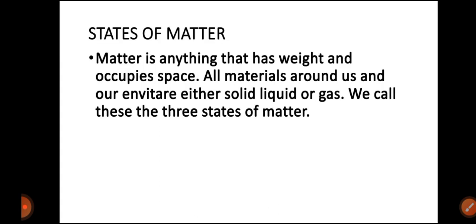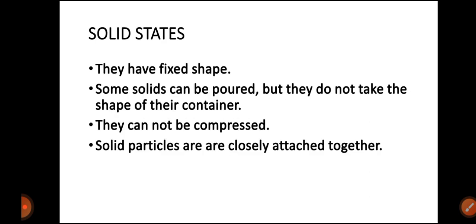First of all, let's look at what matter is and their states. We say that matter is anything that has weight and occupies space. All these materials that are around us, they are either solid, liquid, or gas. We call all these states the different states of matter. Now, let's look at these different states of matter one after the other.